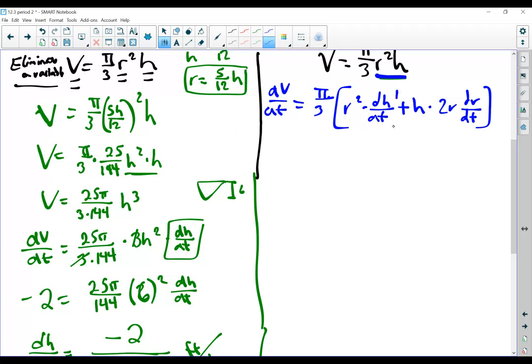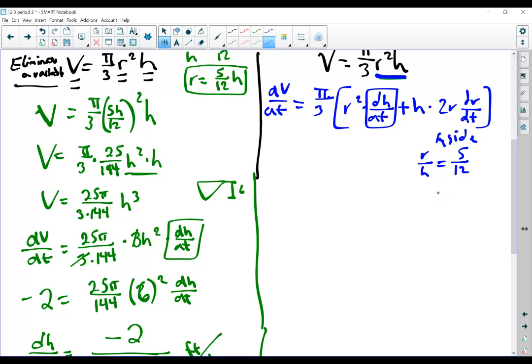Now, dh/dt is who I want, and I always put a box around who I'm looking for, because now I need to look at this problem and make sure I have all the information that I need. I know at this moment that the height is 6. So if I freeze frame my thing, again, I only know the height. I do not know the radius, and I don't know the rate of the radius. But I can use the fact that r over h is equal to 5 over 12 to help me find this information. So here's my little aside.